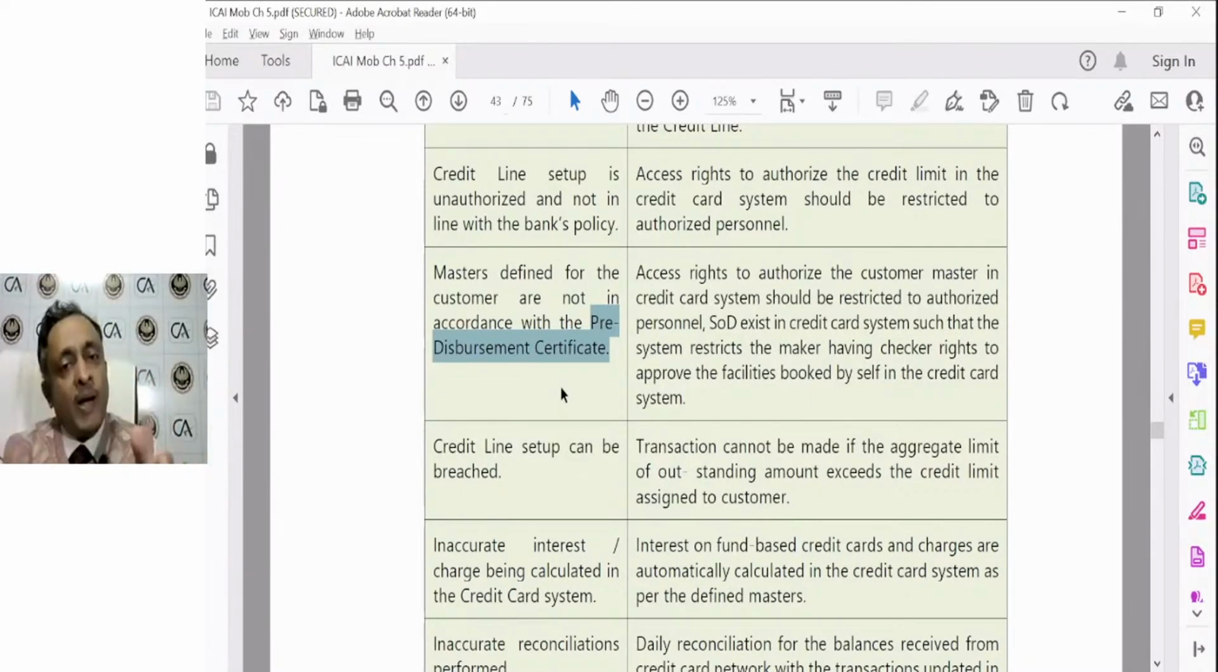In fact, all banks which are issuing credit cards already have technology systems where you start giving parameters, and it starts calculating how much sanction, how much credit limit can be offered to this customer. So that becomes part of the system itself. Then access rights to authorize the customer master in the credit card system should be restricted. To authorize personal SOD, segregation of duty exists in the credit card system such that the system restricts makers having checker rights to approve the facilities booked by self. So you need restrictions. Again, the nature of restriction is access related.